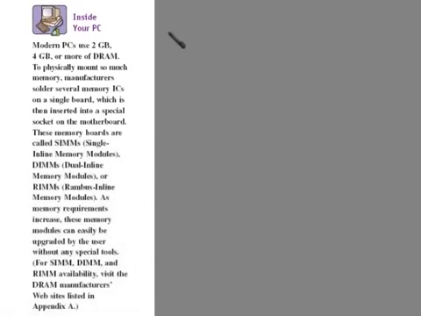So a margin annotation that you'll see talking about inside your PC says here that modern PCs use 2 gig, 4 gig, or even more of DRAM. To physically mount so much memory, manufacturers solder several memory ICs onto a single board, which is then inserted into a special socket on the motherboard. These memory boards are called SIMMs, single inline memory modules. There's also DIMMs, dual inline memory modules, or RIMMs, which are the RAMbus inline memory modules. As memory requirements increase, these memory modules can be easily upgraded by the user without any special tools. And you can look all this up at some of the websites listed for you in Appendix A.